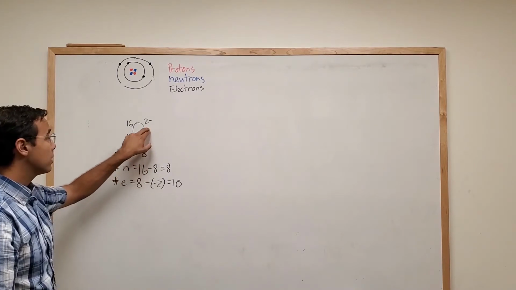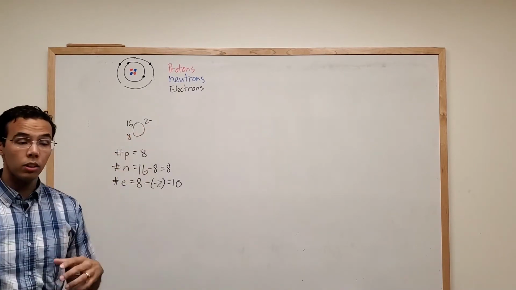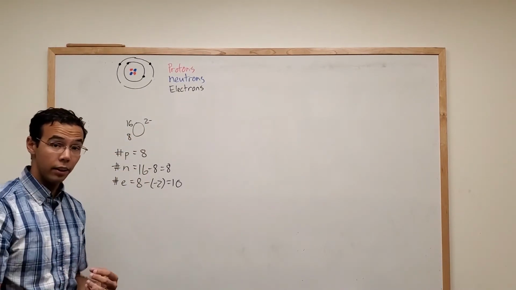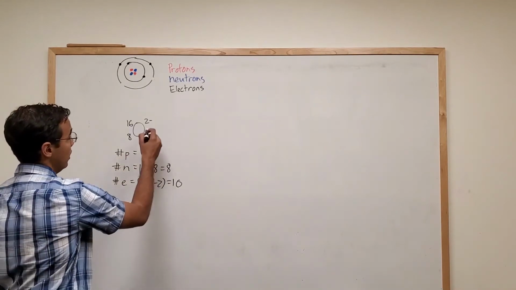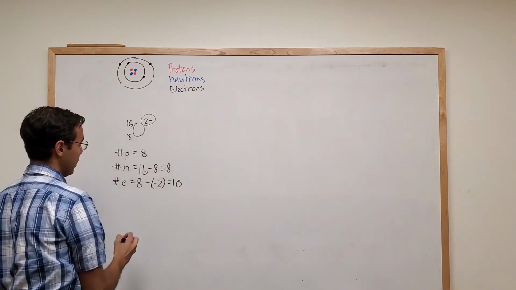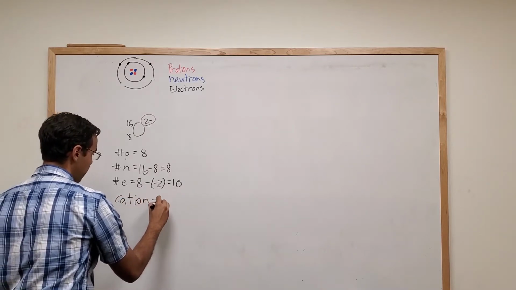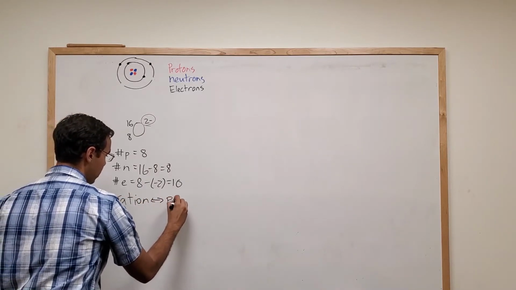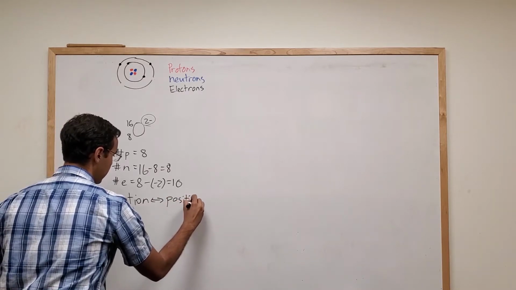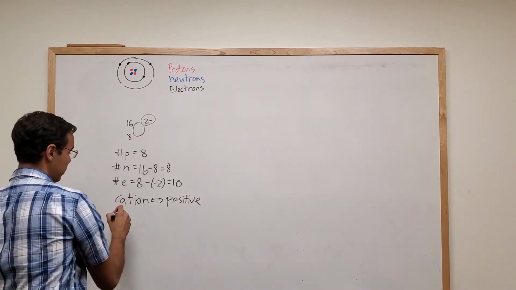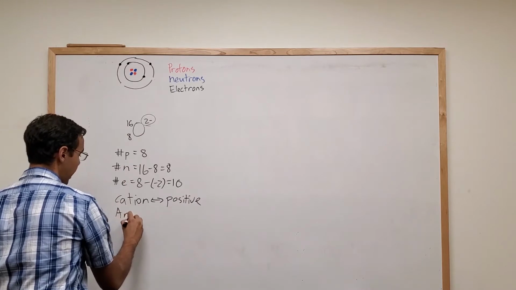Now you'll notice that since this is 2 minus, it's no longer just an atom, it's what we call an ion. So an ion just tells us that there's some charge here. And if it's positive, it's going to be a cation. And if this is negative, like it is here for oxygen, it's going to be what we call an anion.